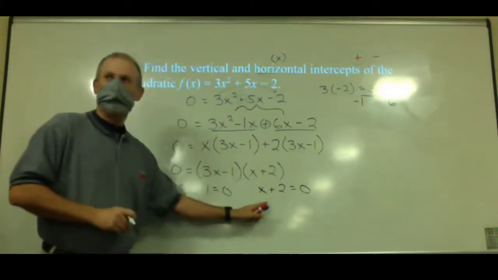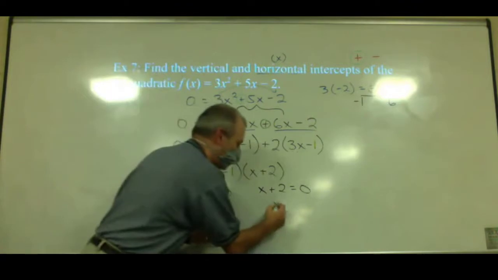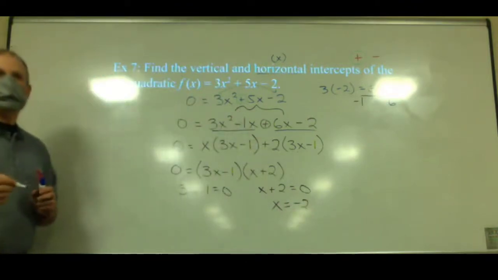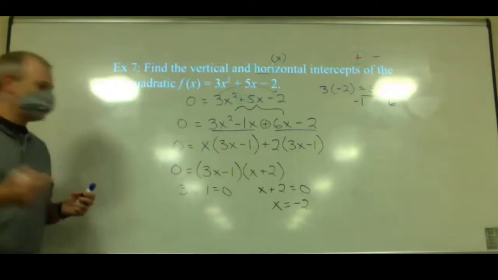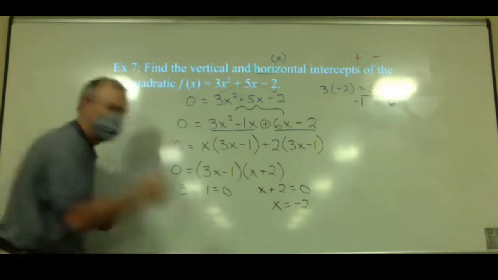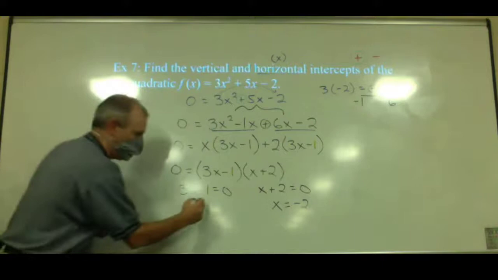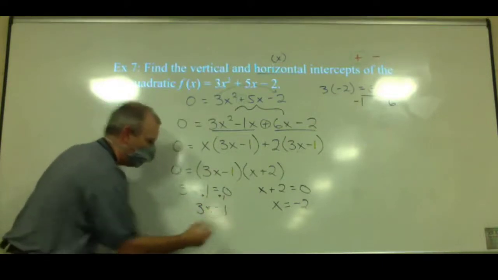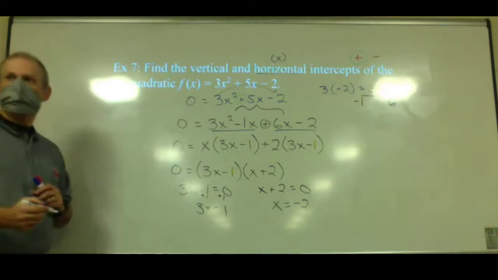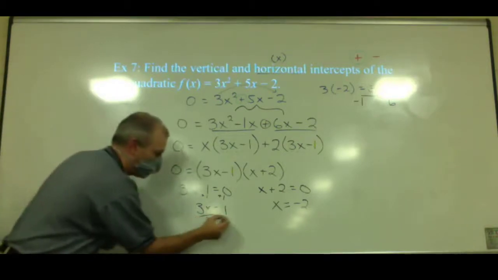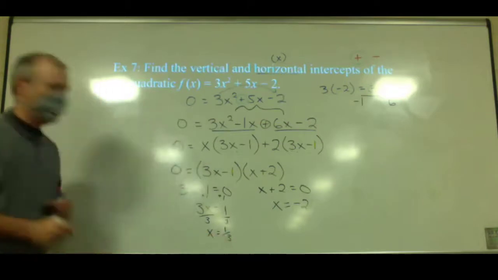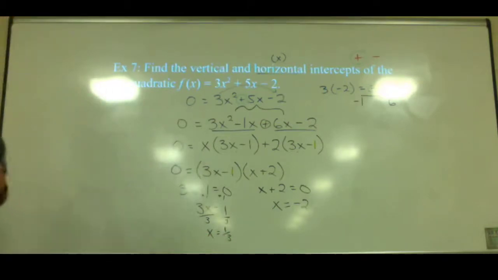What do we do to get that answer? Subtract 2, so we get x equals -2. So that's one of our answers. What do we do to this one? We have 2 steps here. Add 1, so 3x equals 1. And then we divide, and we get x equals 1/3. Now, these are our x-intercepts.